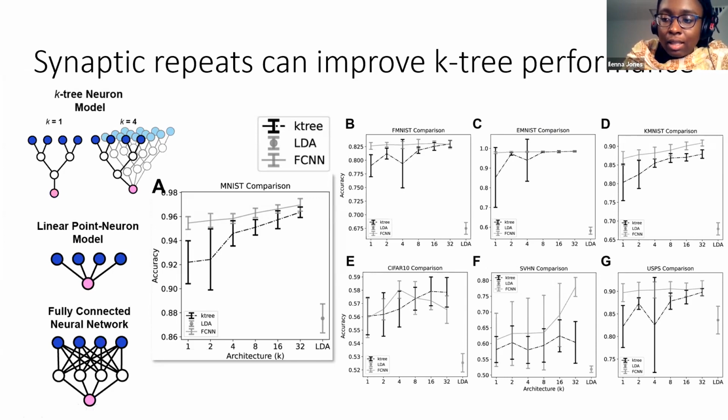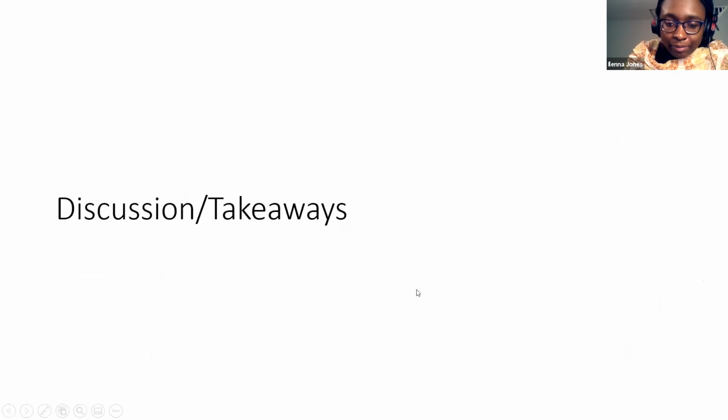They cannot be statistically significantly different from each other using a t-test. And this is not necessarily the case for some other data sets. And CIFAR-10 was weird, so the fully connected network performance actually went down, making it so that the K-tree performance was significantly higher. But that is very odd, and I'm not sure how to explain that.